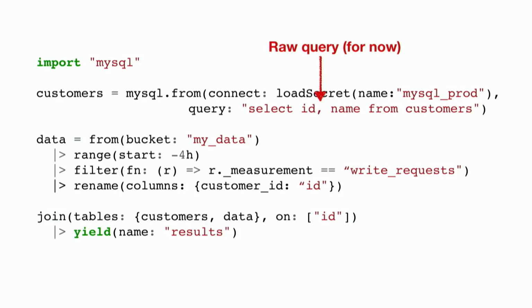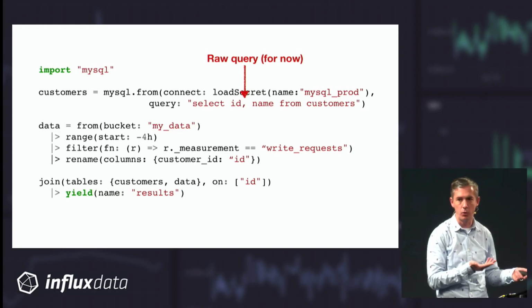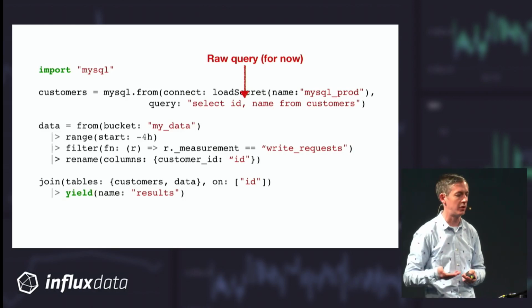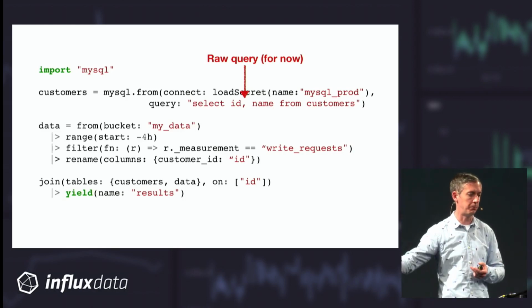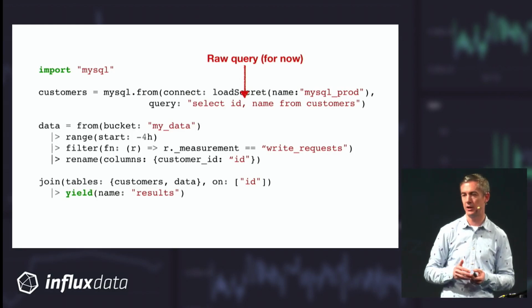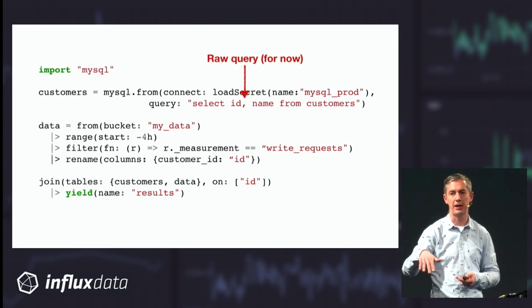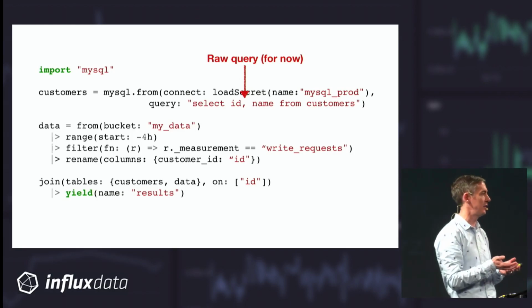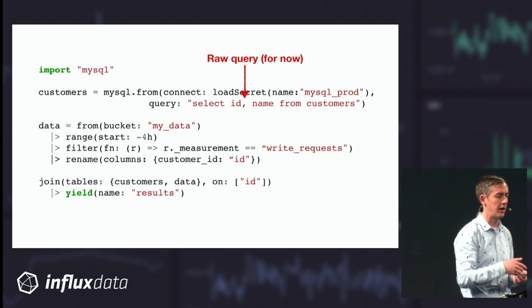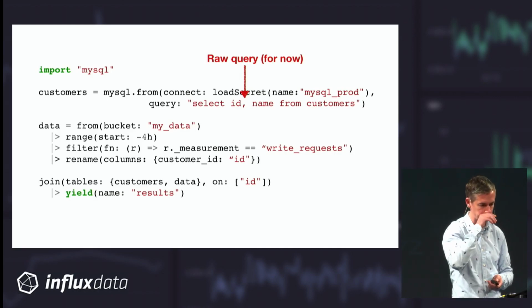Over time, as the Flux planner matures, it will be able to actually convert Flux queries into MySQL queries or whatever the data source is. So ideally, it will be able to push down as much of the processing logic into the remote source as it possibly can, so it just gets the subset of data that it needs to satisfy the ultimate request.